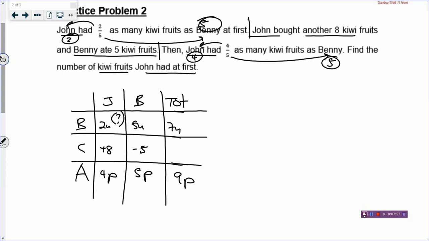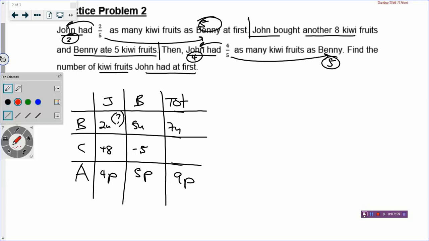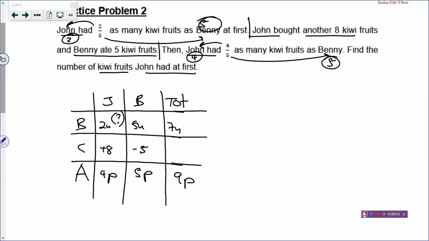Okay, so how do we use the table to continue solving? Now, again, everything changes. So what do I do? I make their afters equal. So John has 4 parts in the end. I just times 5. Benny has 5 parts. I just times 4. Make the afters equal so that it's easier to draw the model. So if you times 5, then everything here, you also have to times 5. And then times 4, then everything here, you also times 4.